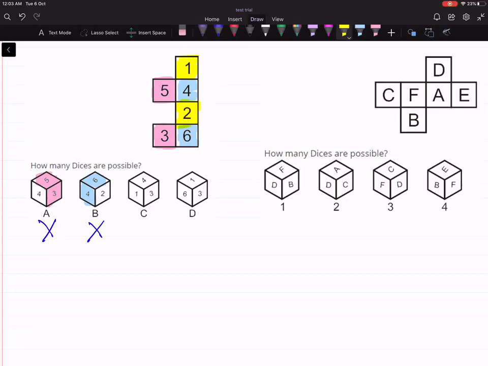Let's check out the fourth one. 1 and 3, they are coming into the same image. Opposite pairs in the same image, dice is not possible. Next one is 4 is blue, 1 is yellow and 3 is pink. Here none of the colors is getting repeated and thus no opposite pairs are together, and this is the right answer.